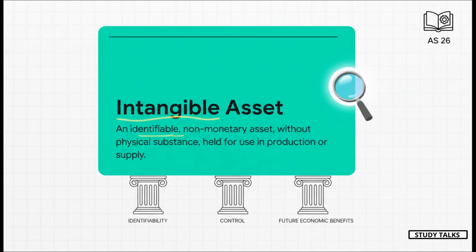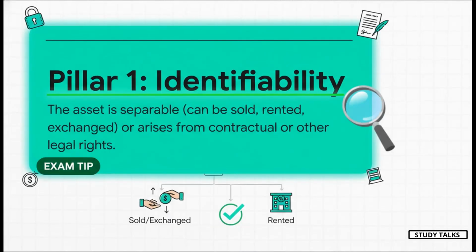Let's break those down. Pillar number 1 is identifiability. Now this is crucial. This is what separates a specific intangible asset like a patent from just general fuzzy goodwill. And the test is simple. Can you separate it from the rest of the business? Can you sell it, rent it, or exchange it on its own? Or does it come from a specific legal right, like a contract? If the answer is yes, then check, it's identifiable.